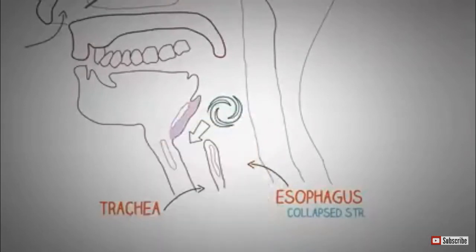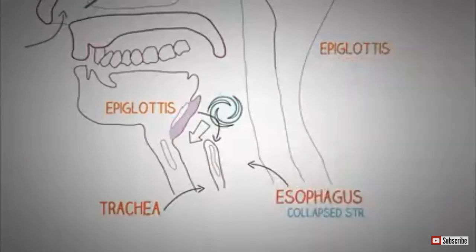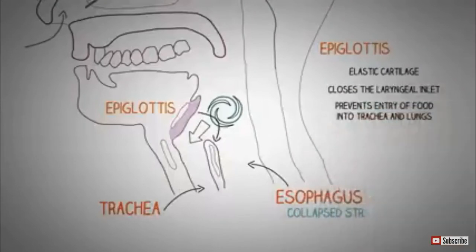One important structure to note here is the epiglottis. The epiglottis is basically a cartilaginous structure which closes the entry of the trachea and prevents the entry of food. It is an elastic cartilage which closes the laryngeal inlet and prevents entry of food into the trachea and further the lungs.